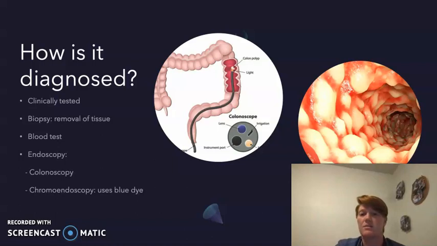But the main test that is used is colonoscopy, and right here is a colonoscopy of a patient that has Crohn's, and there are these lesions in the digestive tract, and you can see how inflamed it is and how it doesn't look normal. Another type is chromoendoscopy, which is technically the same thing as colonoscopy, but it uses blue dye. The blue dye essentially makes the lesions easier to see.